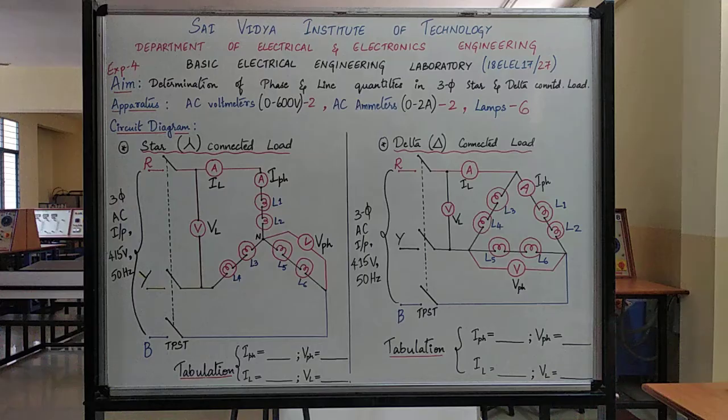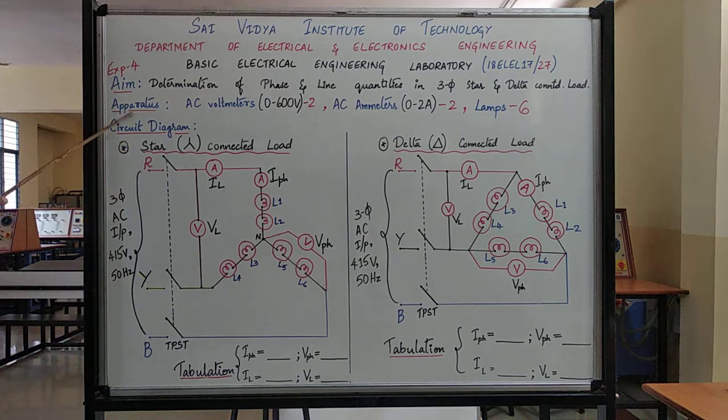In today's session, let us learn about Experiment 4, determination of phase and line quantities in three-phase star and delta connected loads. The aim of this experiment is to determine the relationship between line and phase voltages and currents in both star and delta connected loads.